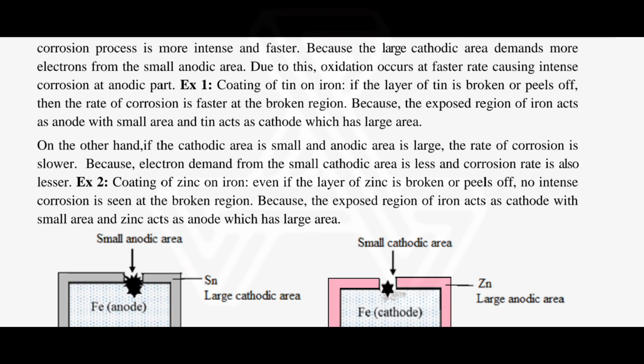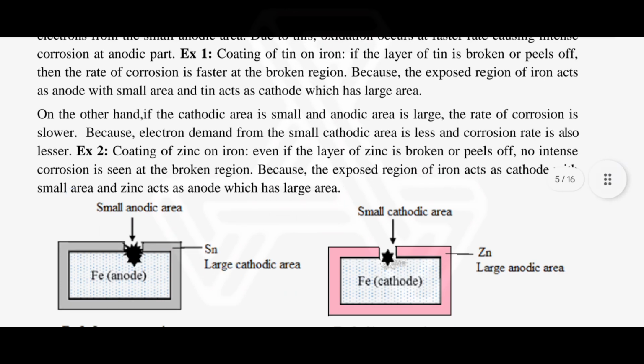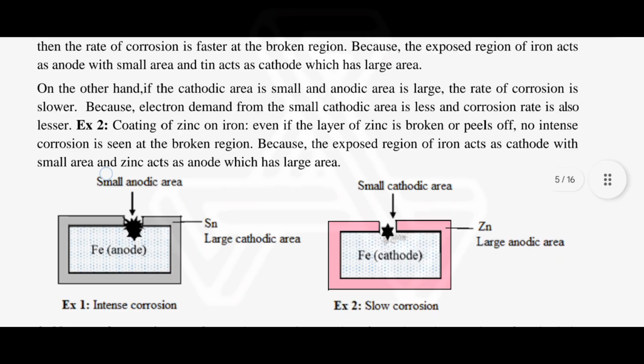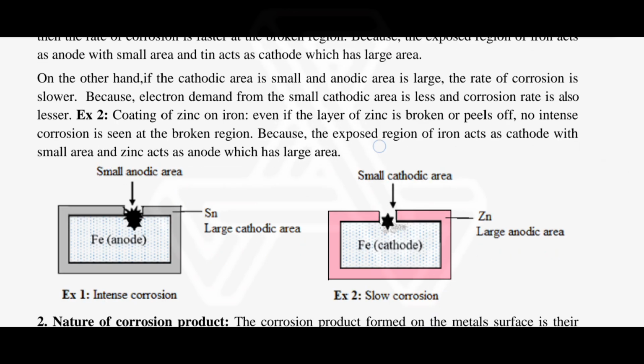Example 1. Coating of tin on iron. If the layer of tin is broken or peels off, then the rate of corrosion is faster at the broken region. Because the exposed region of iron acts as anode with small area and tin acts as cathode which has larger area. On the other hand, if cathodic area is small, anodic area is large, the rate of corrosion is slower.